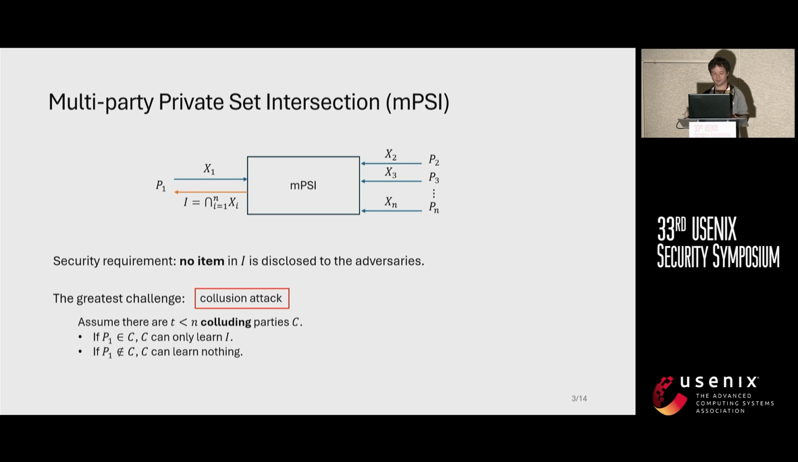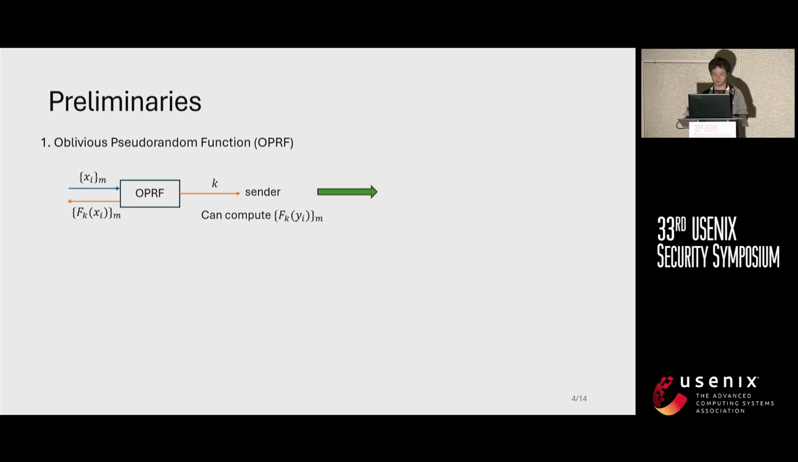So when we move from the two-party PSI to mPSI, the greatest challenge is collusion attack. So now we assume that there are T colluding parties. We denote them as C. If the protocol receiver P1 is in the collusion, then the colluding parties can only learn the intersection, okay? If P1 is not in the colluding parties, they can learn nothing, okay? That is a very challenging thing.